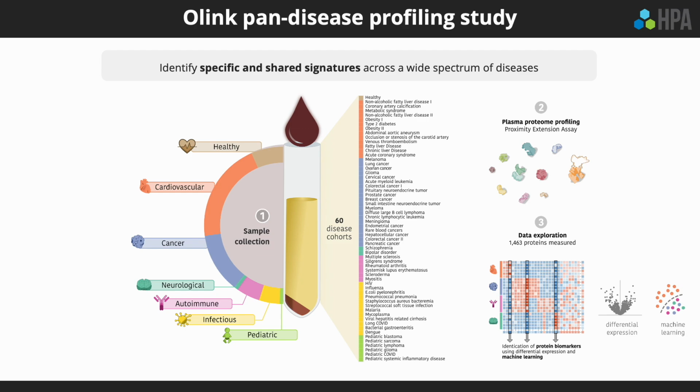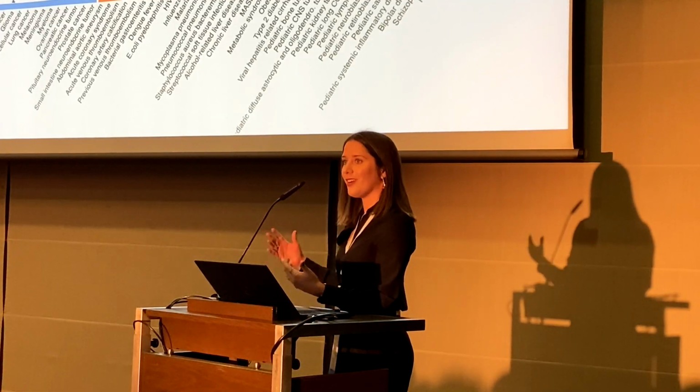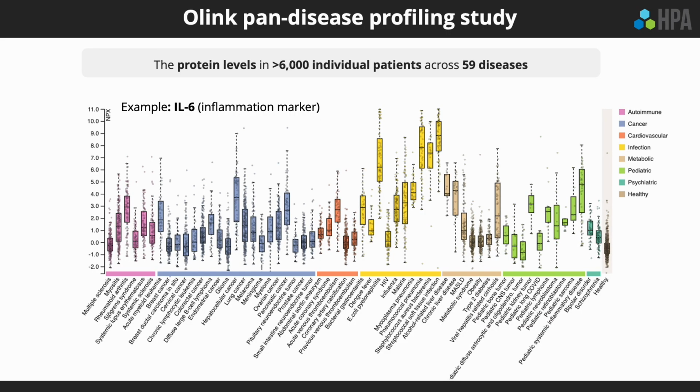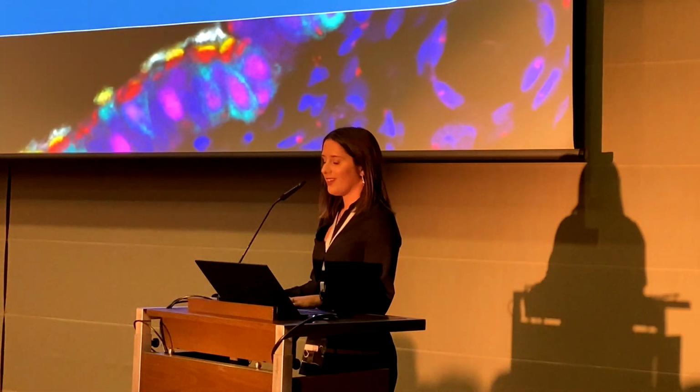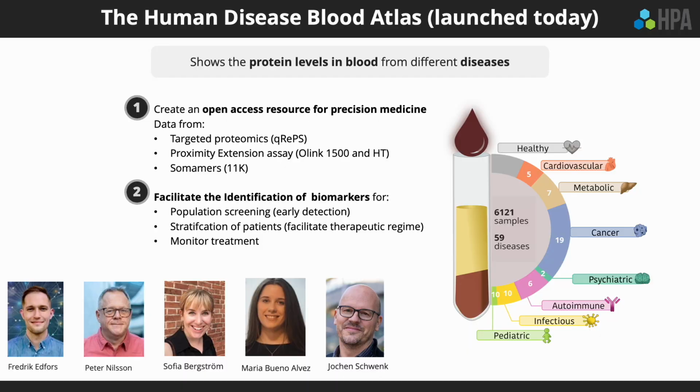And we are releasing over 1,000 proteins, and we have also performed different types of analysis, including differential expression and machine learning. And this is how the data looks like, the kind of plots that you can see at the Human Protein Atlas at the moment. And this is an example for IL-6, where you see very nice patterns in infectious disease, and it's 6,000 individual data points.